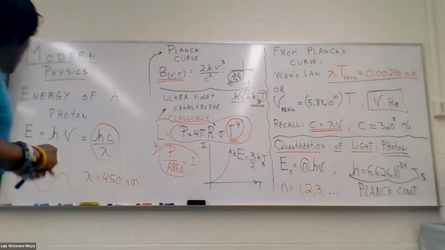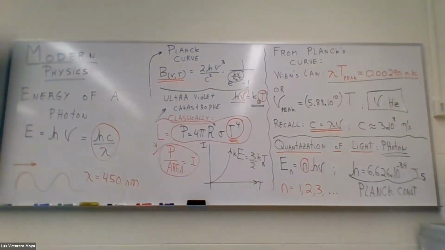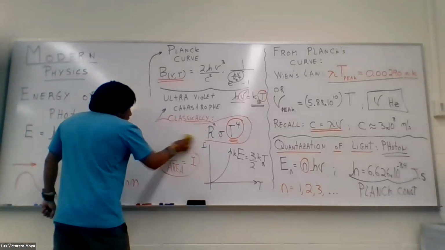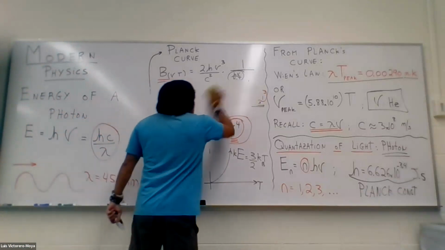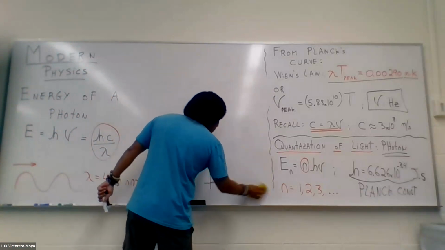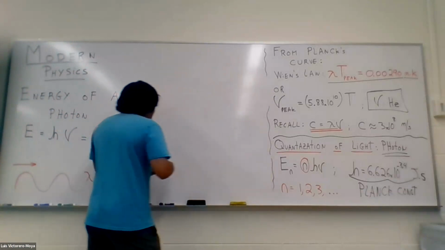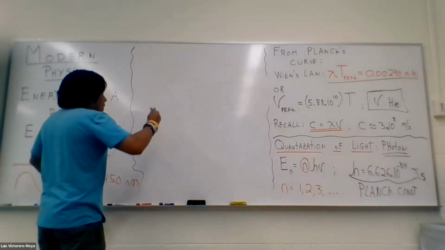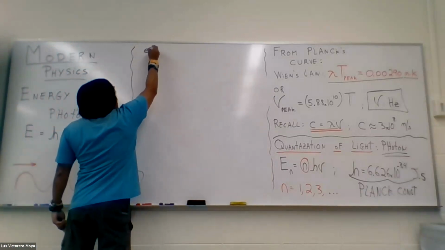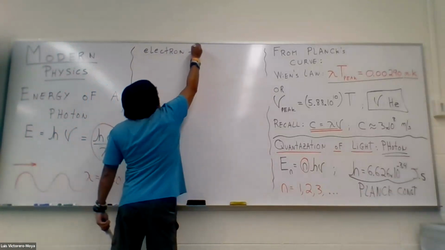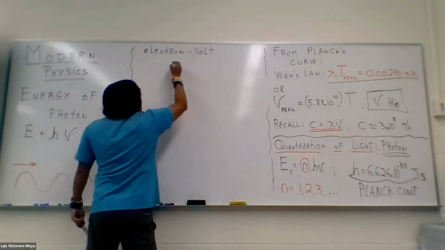Now, it's expected that the energy of a photon is going to be very small. So we need to introduce ways to write these small values of energy. You should recall from chapter 16 the idea of an electron volt, which is eV.